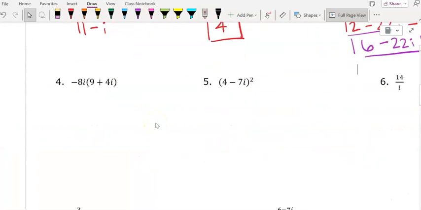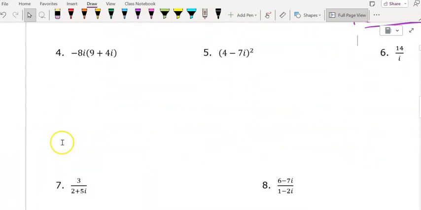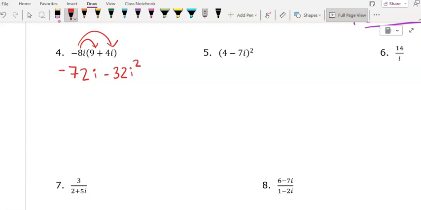Okay, now if we come down here, we can go ahead and do this one. All right, so right here, we're just going to have this negative 8i, and it's being distributed to what I have behind here. So we're going to go ahead and distribute that to both of these. So negative 8i times 9 is going to get me negative 72i. And then now I have negative 8i times positive 4i. And so then that's going to go ahead and get me negative 32i squared.